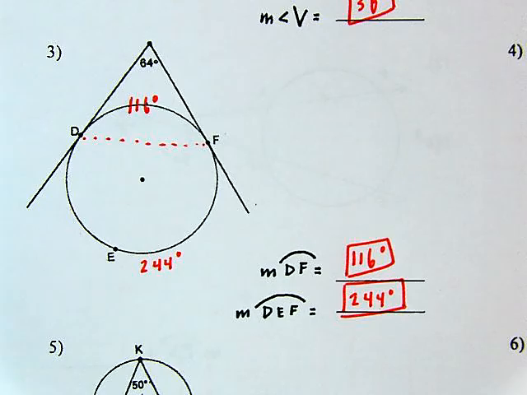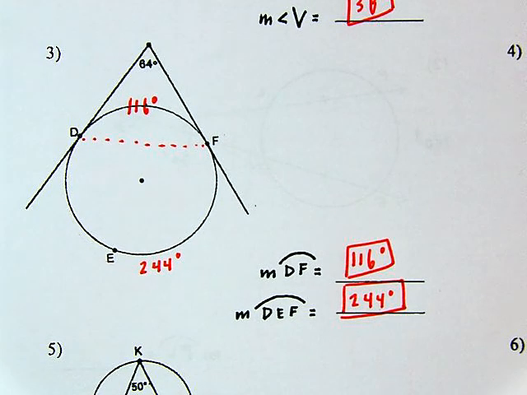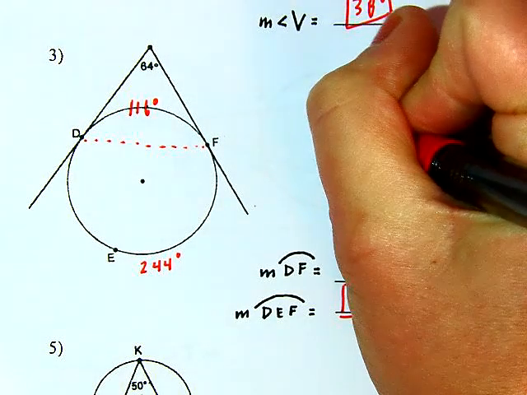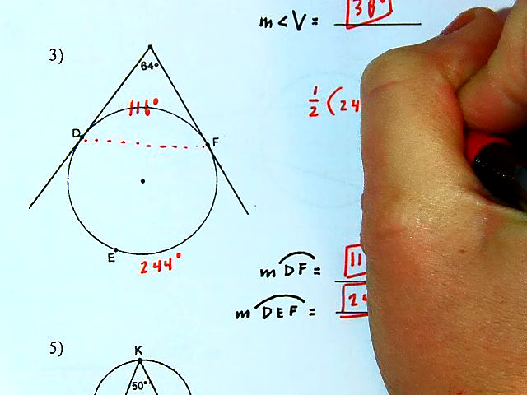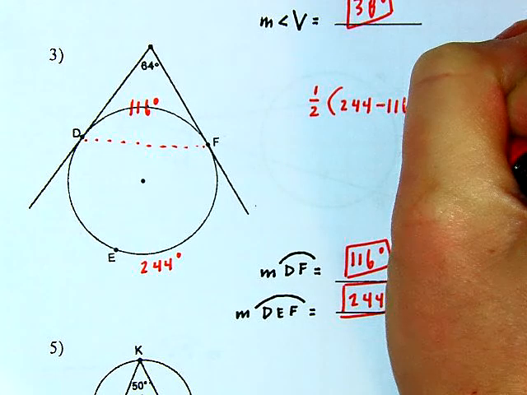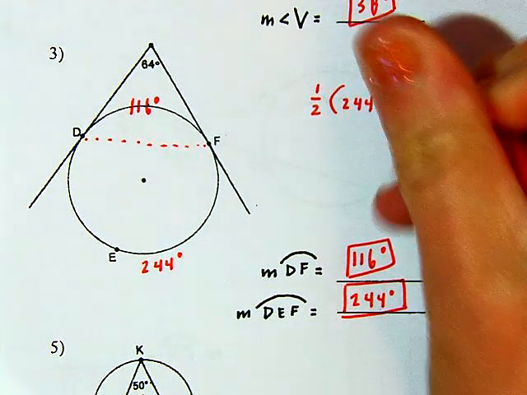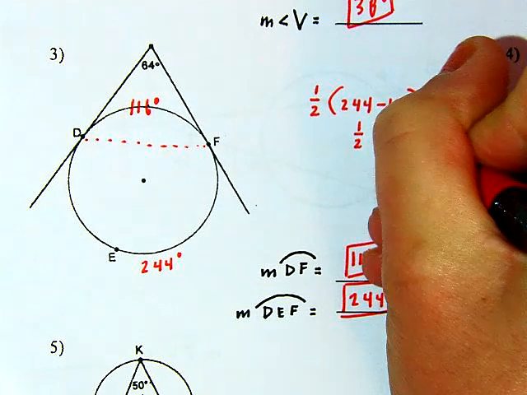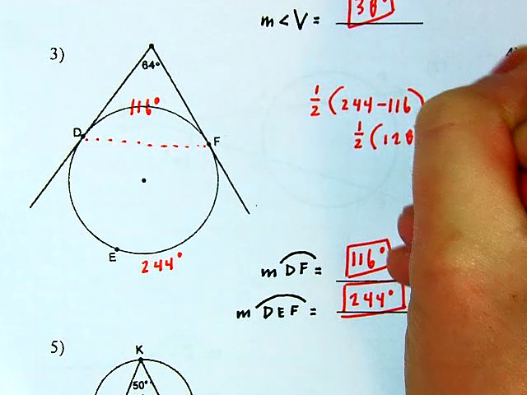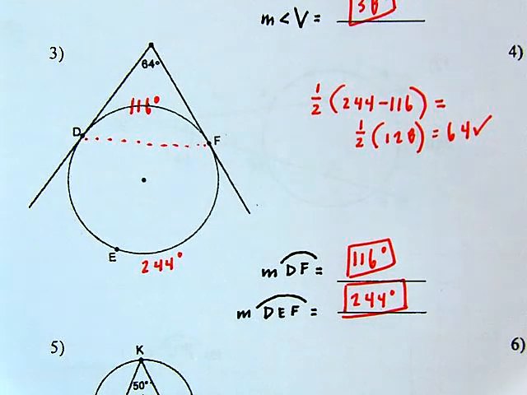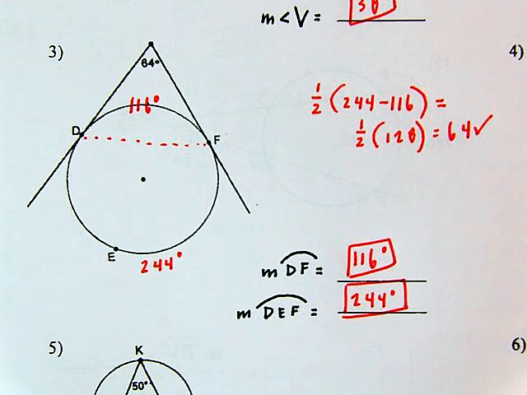Okay, one other thing that I could do if I wanted to double check, I could do 1/2 the difference between 244 and 116. Okay, that's going to get us half of 128, which does get us back to 64. So just a good way to double check, make sure we solved correctly.